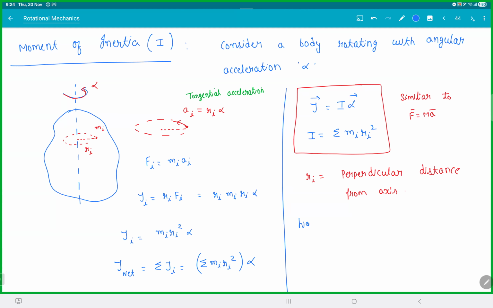So what is the physical significance? Higher the moment of inertia, just like mass. What is the meaning of mass? More the mass, more difficult to accelerate the body. Higher the moment of inertia, more difficult to rotate the body. Vice versa, if it starts rotating, more difficult to stop the body. Basically, it's a rotational inertia. Mass is translational inertia. This is similar to mass in translation.